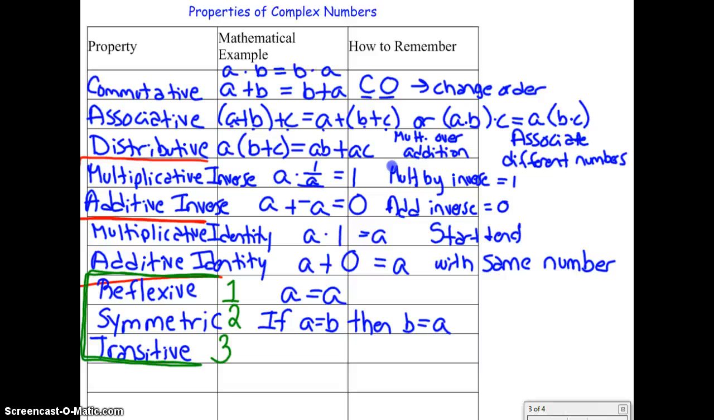And then transitive has 3 separate pieces. That would make it have 3 equations. If A is equal to B and B is equal to C, then I can conclude that if I started with A links to B links to C, then A should also link to C.